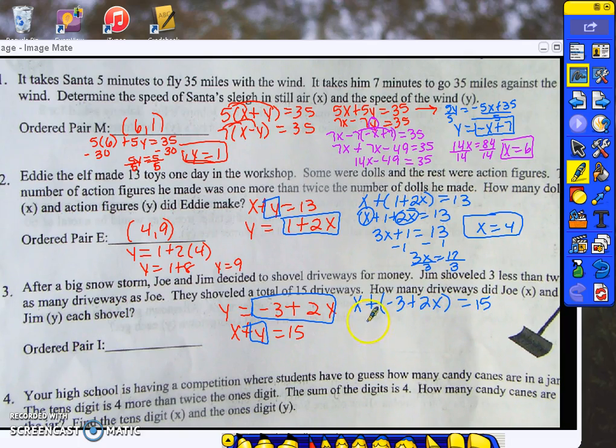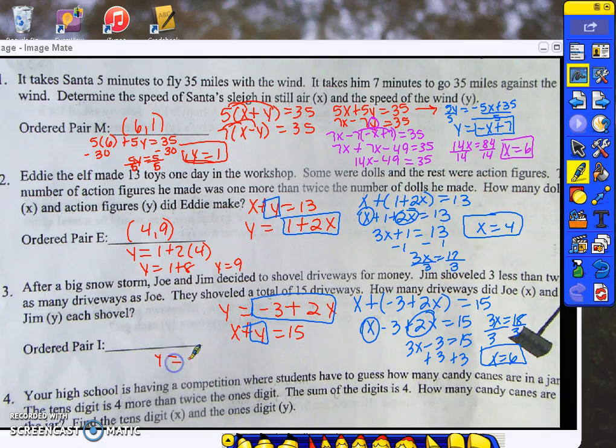I can't combine my terms, I can't distribute. So x minus 3 plus 2x equals 15. X plus 2x is 3x. Add 3 to both sides. 3x is 18. And when you divide by 3, you get that Joe shoveled 6. Jim shoveled 3 less than twice as many as Joe. Negative 3 plus 12 is 9. So your ordered pair is 6, 9. You'll go to the right 6, up 9, and put an I beside it.